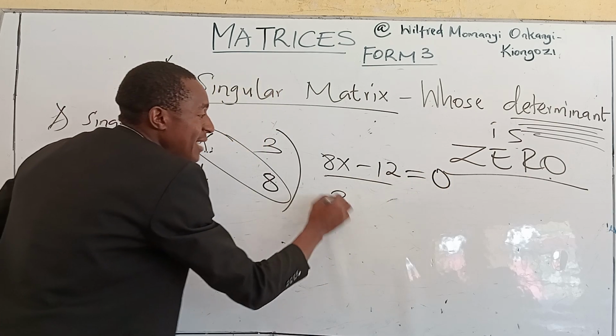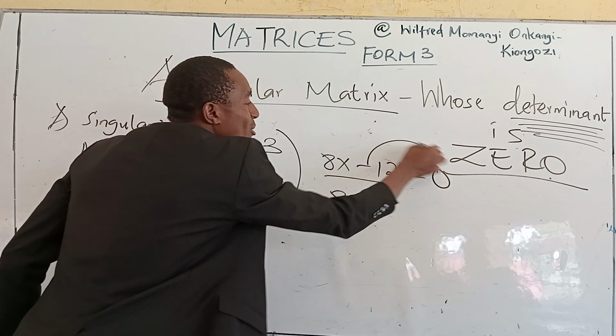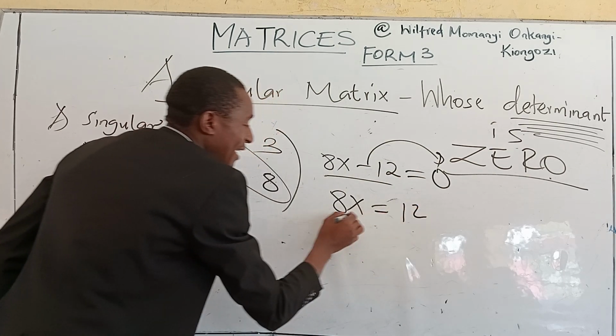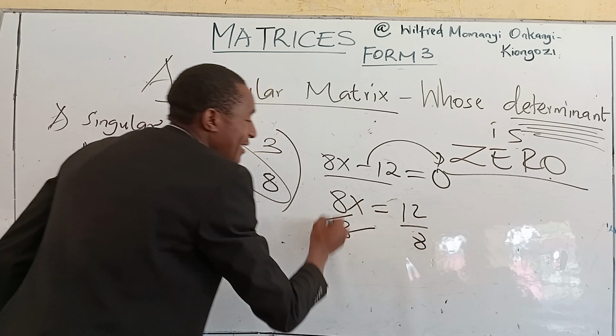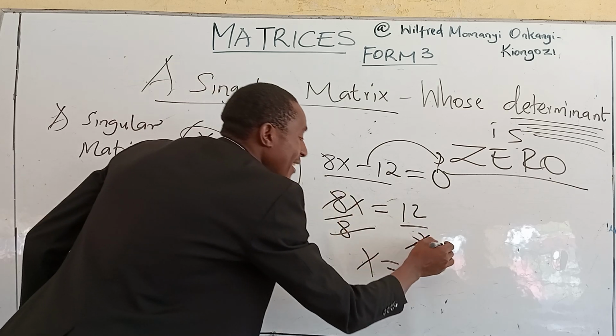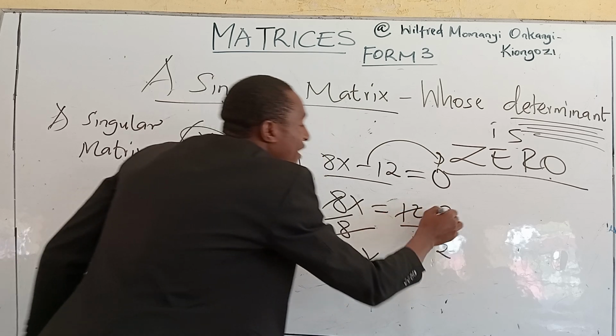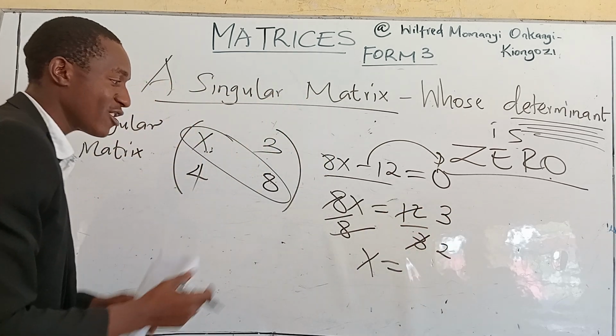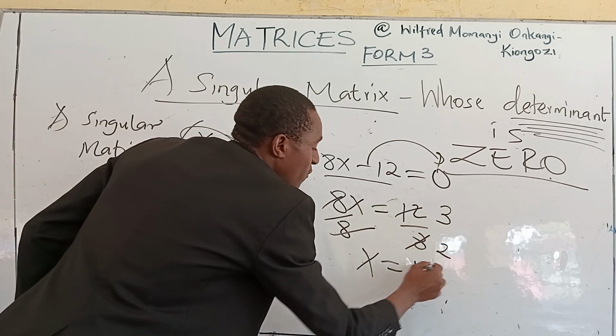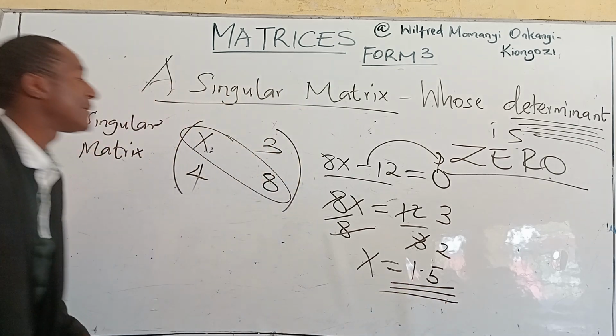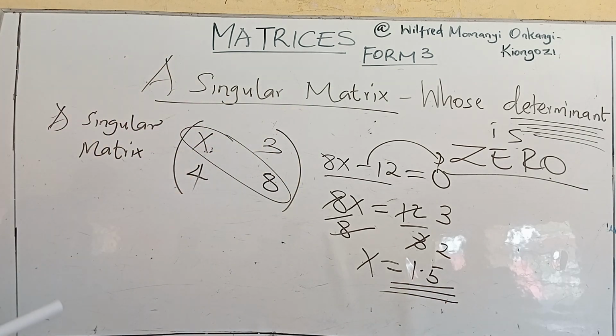So we can say 8x is equal to, take that to the other side, 12. Divided by 8, divided by 8. X is equal to 12 over 8, which is 3 over 2. This is 1.5. 3 over 2 or 1.5. This is a singular matrix.